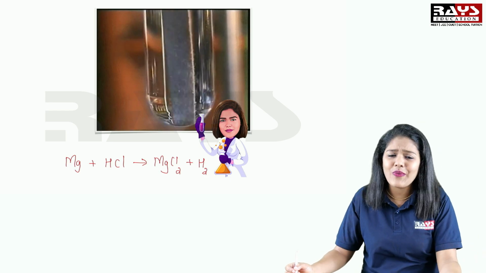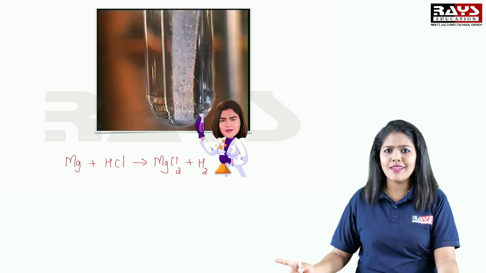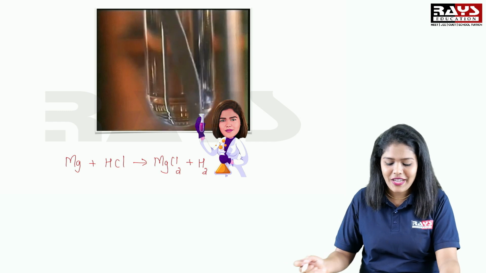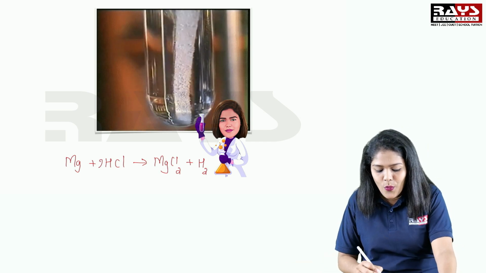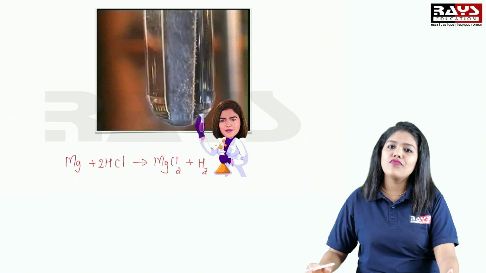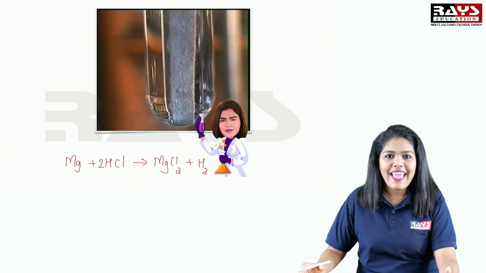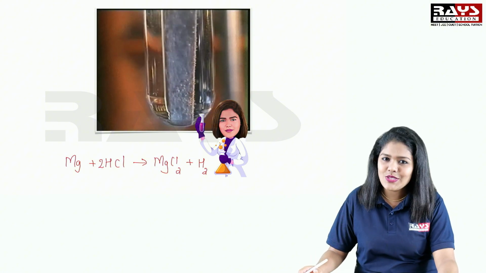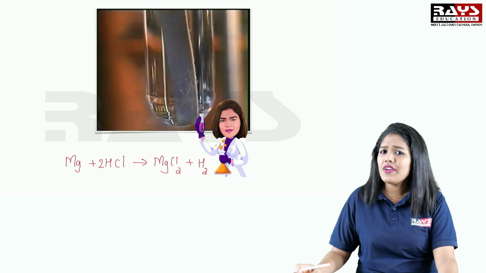It is a very simple equation. Is this equation balanced? It is not balanced, am I right? To balance it, what do we have to do? We have to write a 2 in front of HCl. Okay, Mg plus 2 HCl gives MgCl2 plus hydrogen gas. It is a very simple experiment.